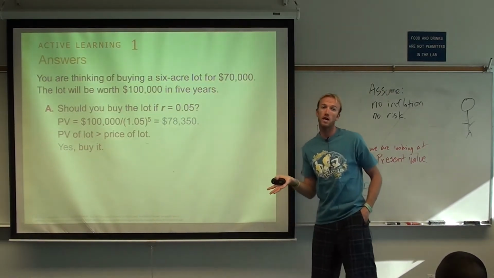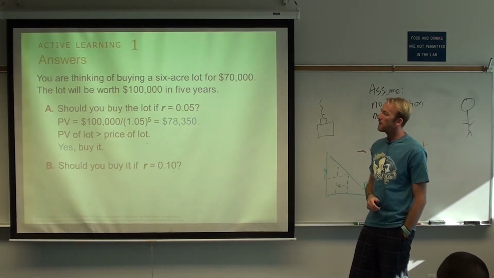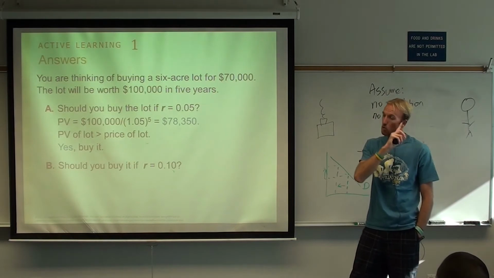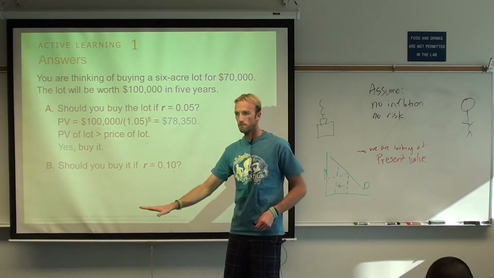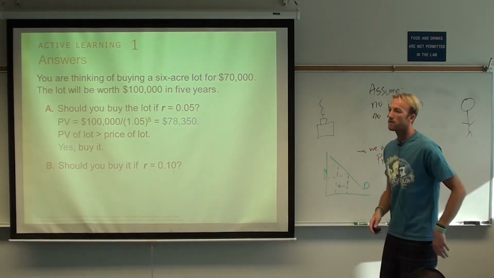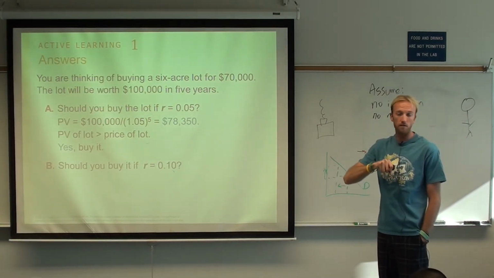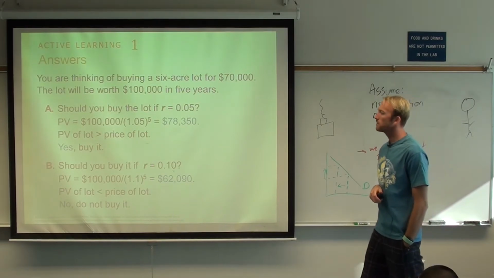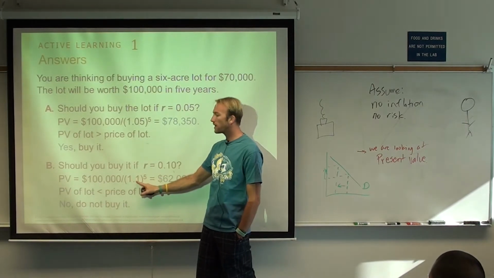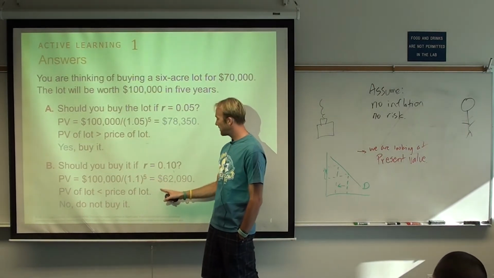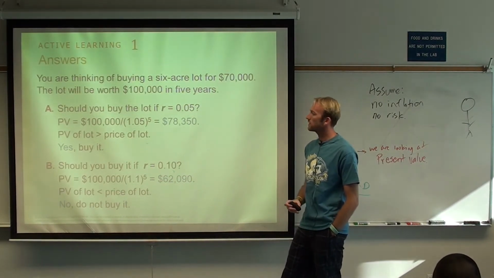But now I'm going to change the interest rate on us, right? Because that's what makes the difference between these problems. Let's make the interest rate be 10%, which means that I value the future 10% less each year. Okay? Should I buy it now? Well, once again, I still have to move that $100,000 into today's value to see if I want to buy it. So I use the formula: present value equals future value divided by 1 plus r to the n. I get 62,090.